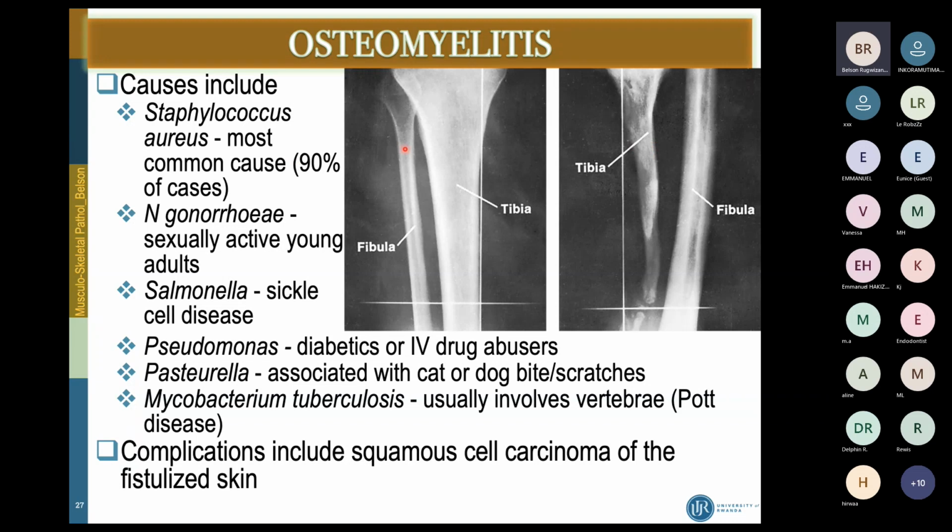So the most common causes include Staphylococcus aureus, as I said, and Neisseria gonorrhoeae in active young adults, Salmonella in sickle cell disease. Others are Pseudomonas for those who are affected by diabetes and those who are intravenous drug abusers. We have other bacteria such as Pasteurella and Mycobacterium tuberculosis, which usually affects the vertebrae, which is Pott's disease. Pott's disease is tuberculosis in the vertebrae.